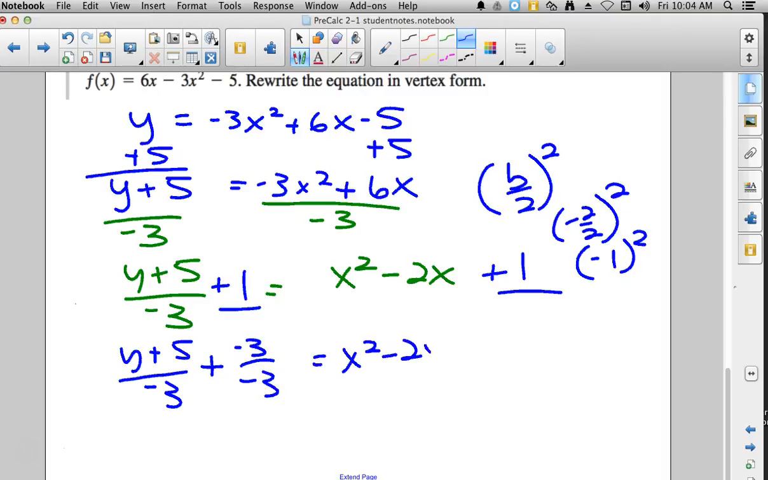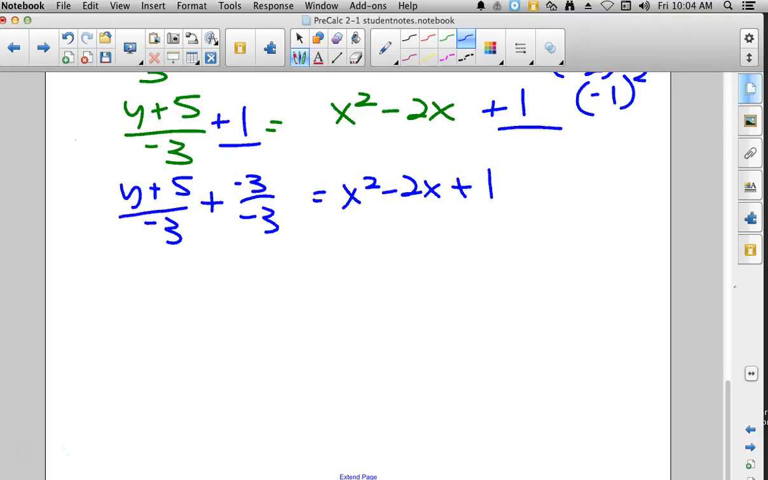And I'll just leave my right side alone for a second. And now that there's a common denominator, we can go ahead and do the addition across the top here. So y plus 5 plus a -3 will really be y plus 2 over -3. And now I'm going to put in the whole reason that we use this method. We made that a perfect square trinomial. We did that by adding that 1.